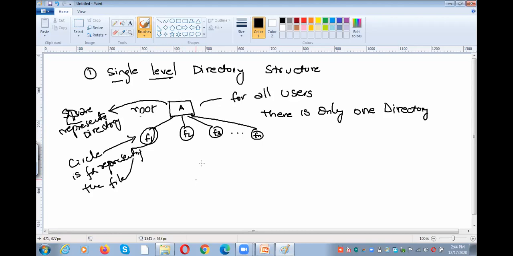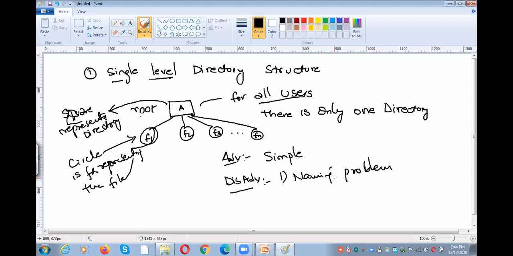Then what are the advantages and disadvantages of single level directory? First we need to talk about the advantages. There is only one directory and all the users are using that directory, so it is very simple to use, right? And then what about the disadvantage of single level directory? The first disadvantage is a naming problem.